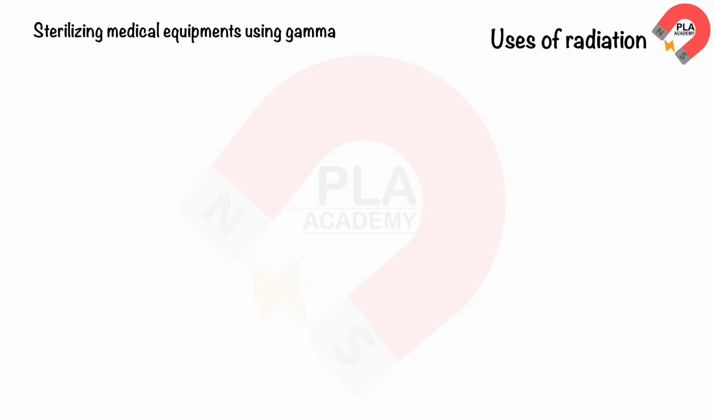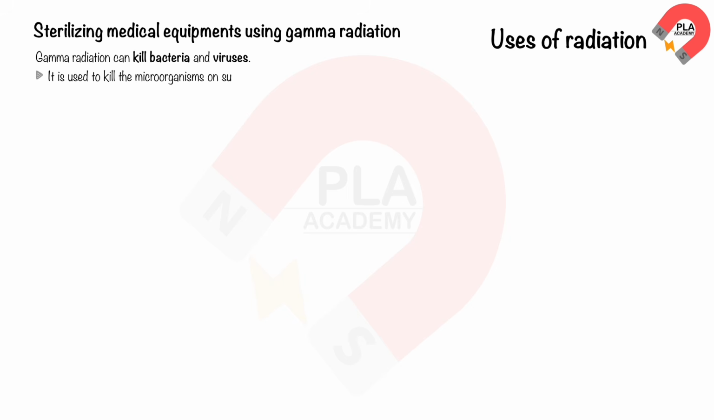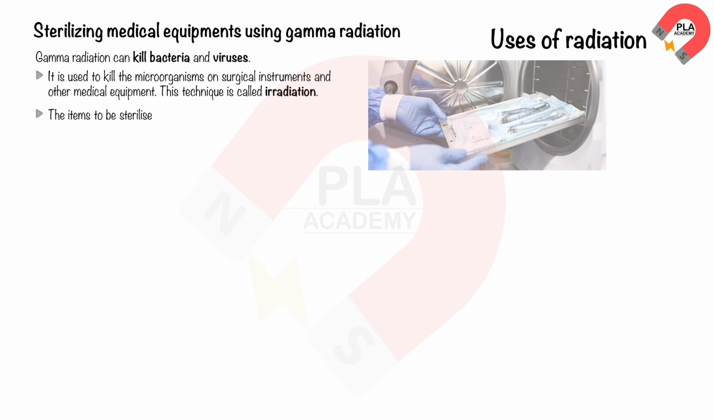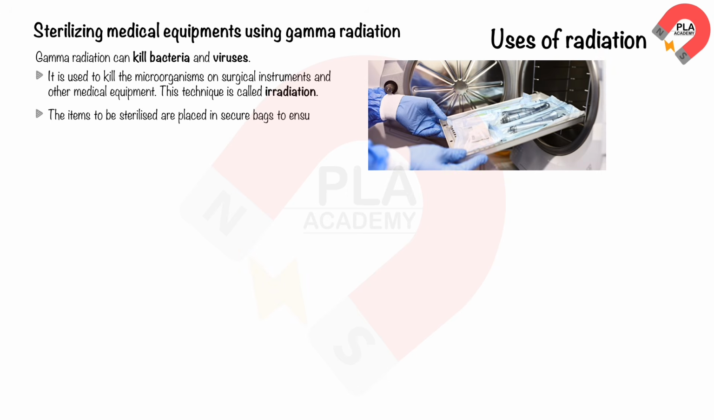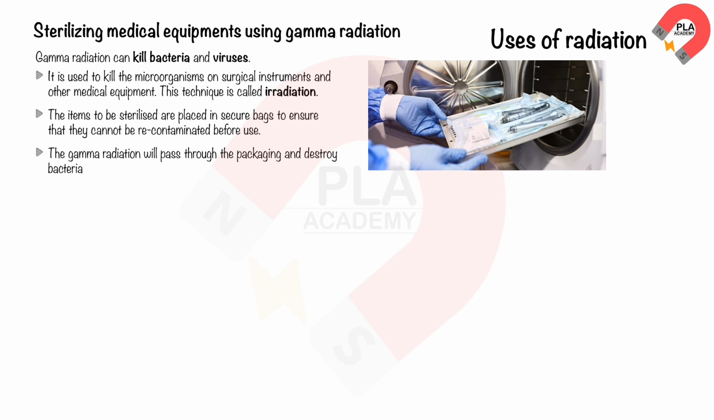Sterilizing medical equipment. Gamma radiation can kill bacteria and viruses. It is used to kill the microorganisms on surgical instruments and other medical equipment. This technique is called irradiation. The items to be sterilized are placed in secure bags to ensure that they cannot be recontaminated before use. The gamma radiation will pass through the packaging and destroy bacteria without damaging the item.